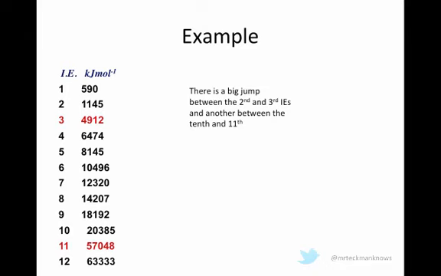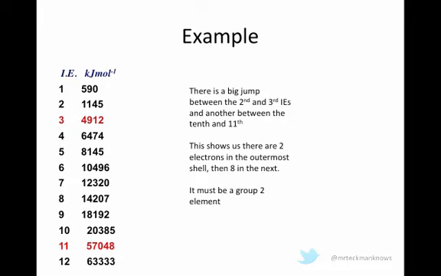So that means we changed shell as we went from the second to the third electron being removed. There must be 2 electrons in the outermost shell. We then went along 8 electrons before we had another big increase, so there must be 8 in the next shell. So this tells us that this element has got 2 electrons in its outer shell, followed by 8 electrons. If we'd had all the numbers, we'd have seen that it is in fact calcium, which is a group 2 element.